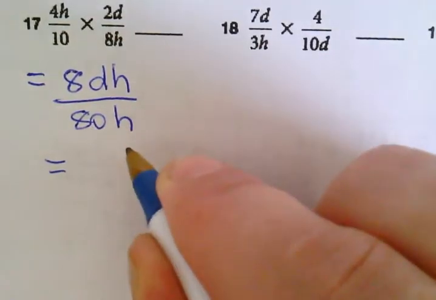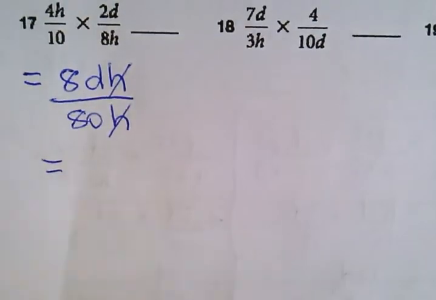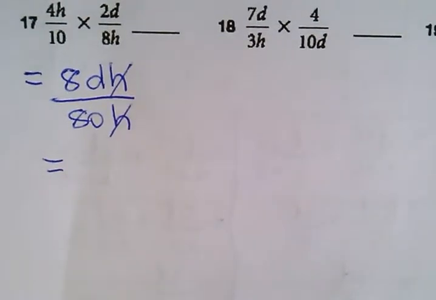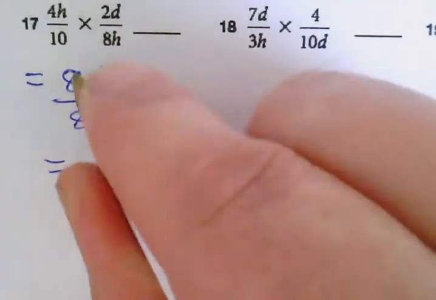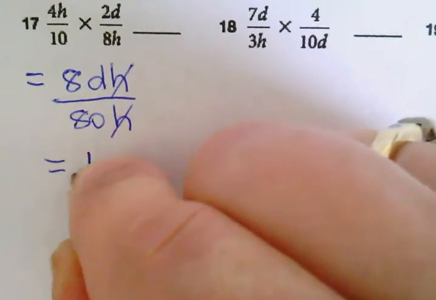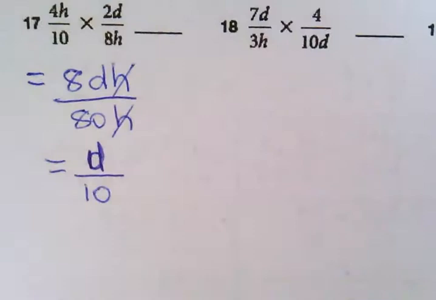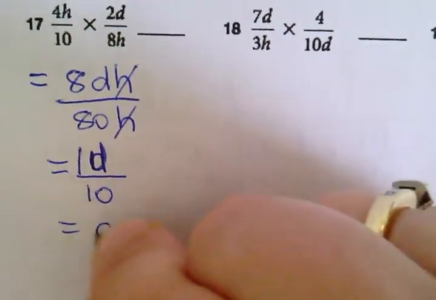What cancels here? The H's definitely cancel, but what's 8 over 80? You divide them, you can put it on your calculator, 8 ABC 80 equals, but you divide them both by 8 and you get 1/10. So we get 1 over 10 and there's a D on top, so it's just D over 10. Are we okay with that?